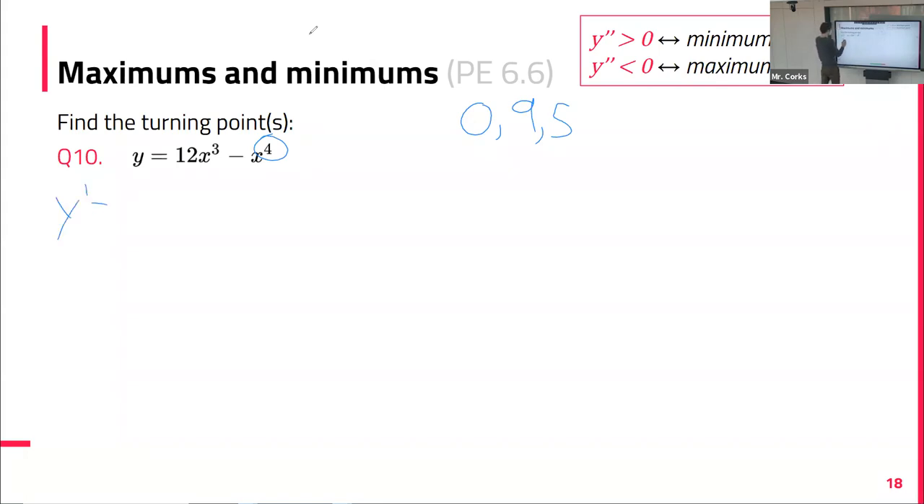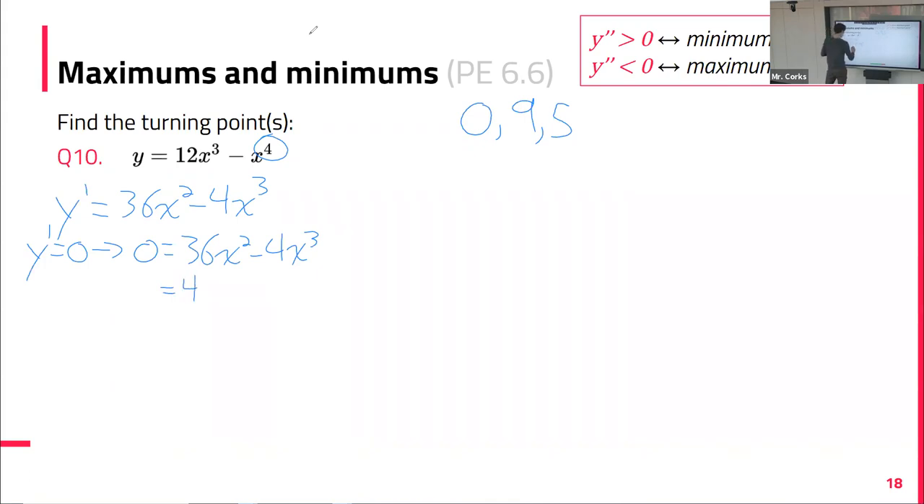First derivative, y prime is equal to 36x squared minus 4x cubed. All right, and we set that equal to 0. So 0 equals 36x squared minus 4x cubed, and okay, so common factor of 4x squared, and then inside our brackets, 9 minus x.